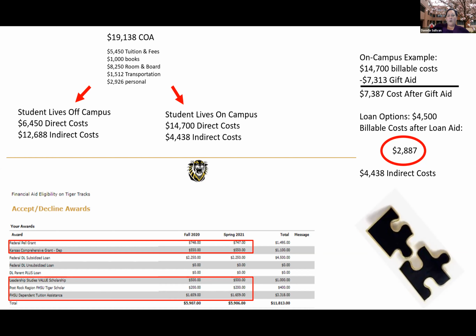And so I would tell this student in our on-campus example, they would need at least $14,700 because those are their billable costs to be able to cover. And they've got about half of that in gift aid. And so they would need to come up with that additional money through either loans or a payment plan to be able to make this an affordable option for them.